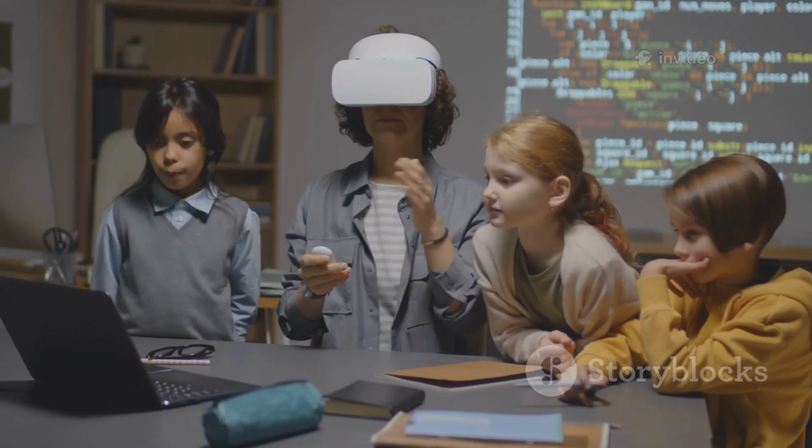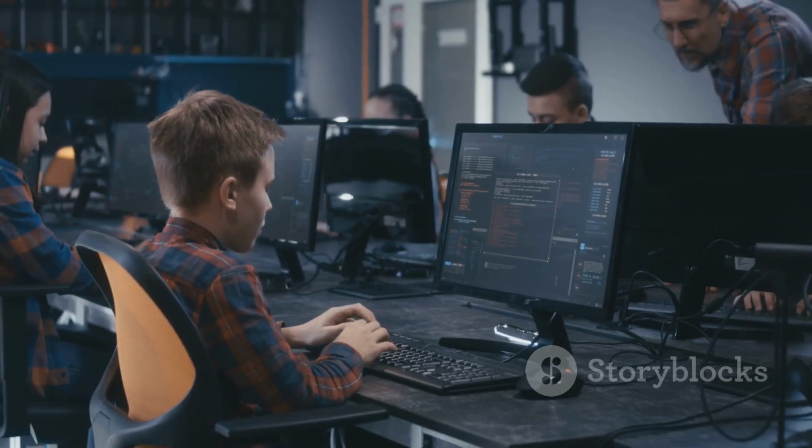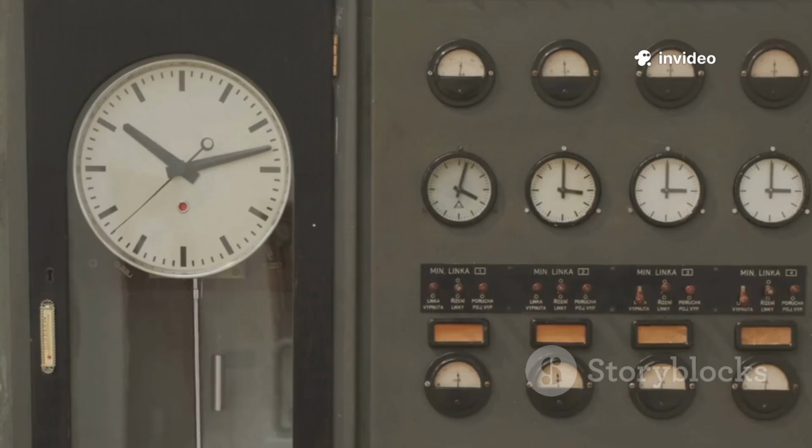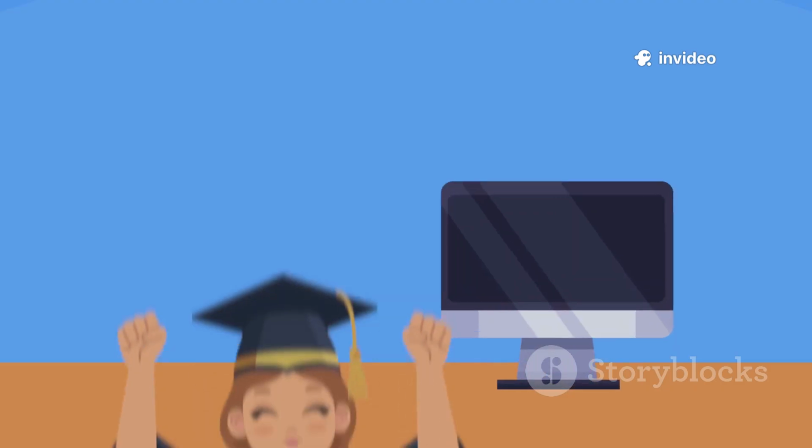Now let's play a quick game. Sort the computer. I'll give you some devices. You put them in the right category. Thermometer, analog. Smartphone, digital. ECG machine, hybrid. Calculator, digital. Analog clock, analog. MRI scanner, hybrid. Great job if you got those right.